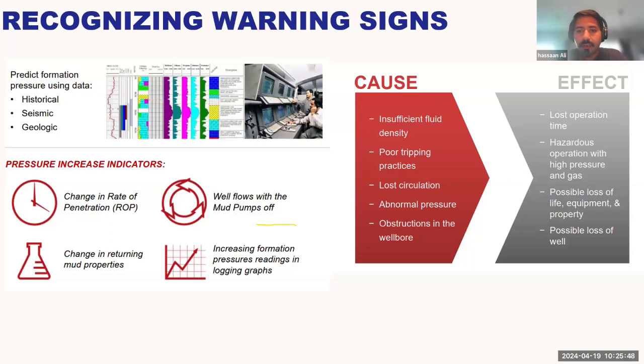Cause and effect. So insufficient fluid density, which is one of the causes of the kick, can result in all of these abnormal pressures, loss of circulation. Loss of circulation is primarily when you will have mud losses downhole. Effectively, what you are trying to gauge is, in the best ideal case scenario, the amount of mud you are injecting downhole is the same as the amount of mud that is coming to the top. So there is no loss circulation.